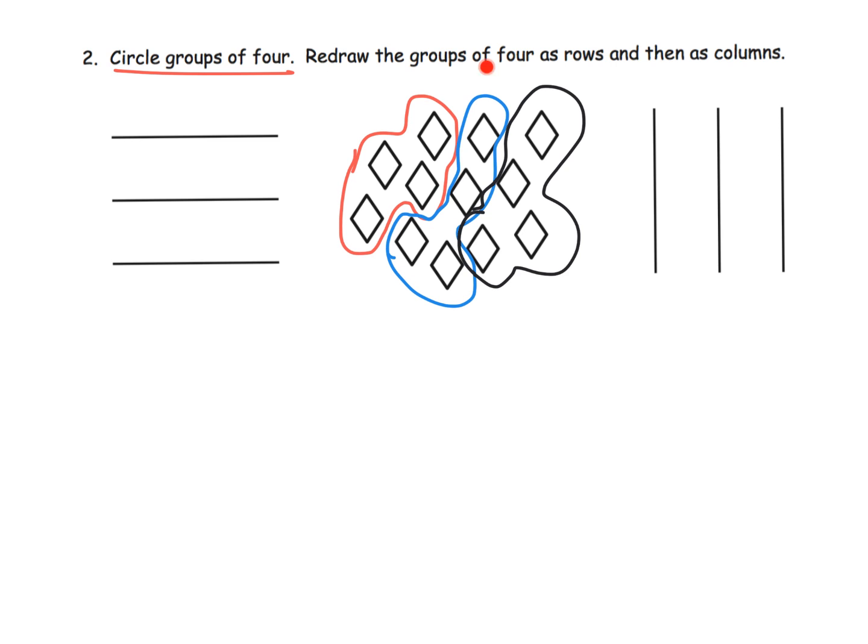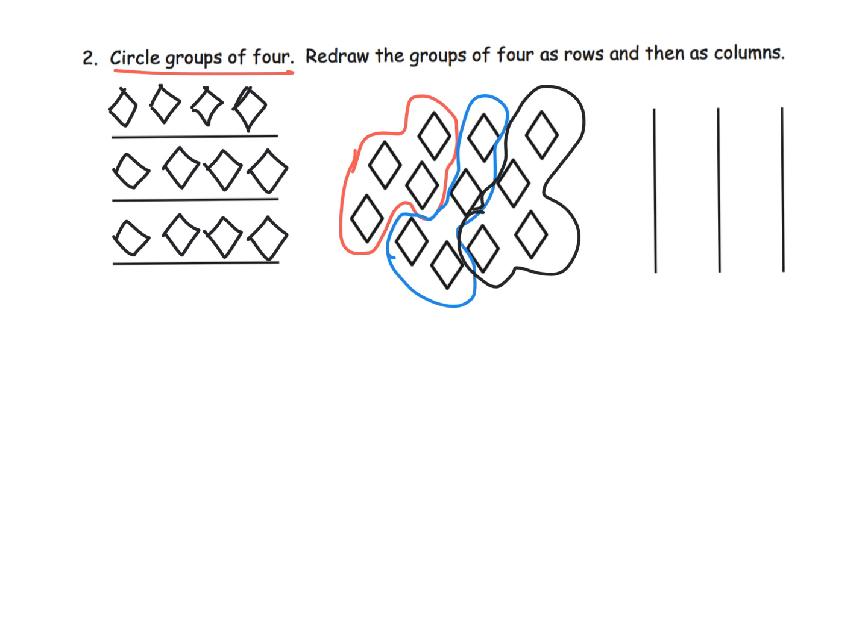Now it says redraw the groups of 4 as rows. You'll notice we've got 3 rows here. So we're going to draw 4 diamonds in this row, and then 4 diamonds in this row, and then 4 diamonds in the next row. Boom, boom, boom. And so that's what that's going to look like.